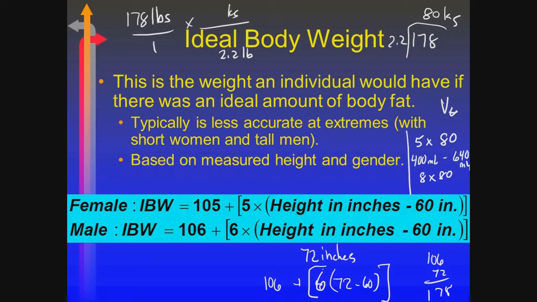Is your final answer just in milliliters? And my final answer will end up being in milliliters. Yep, 400 milliliters to 640 milliliters. Not milliliters per kilogram, just milliliters. Now I know the volume that I'm moving in and out of the lungs.